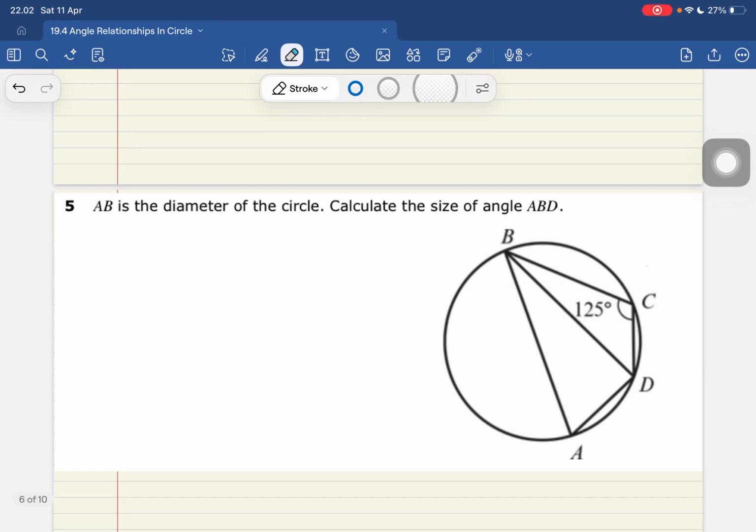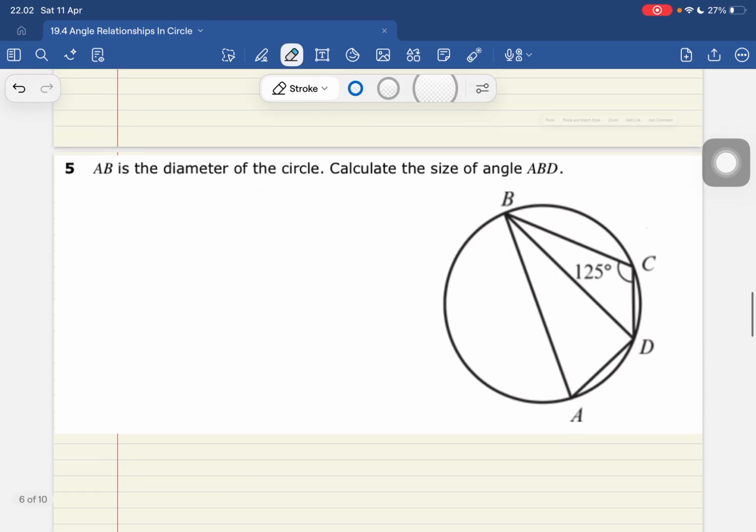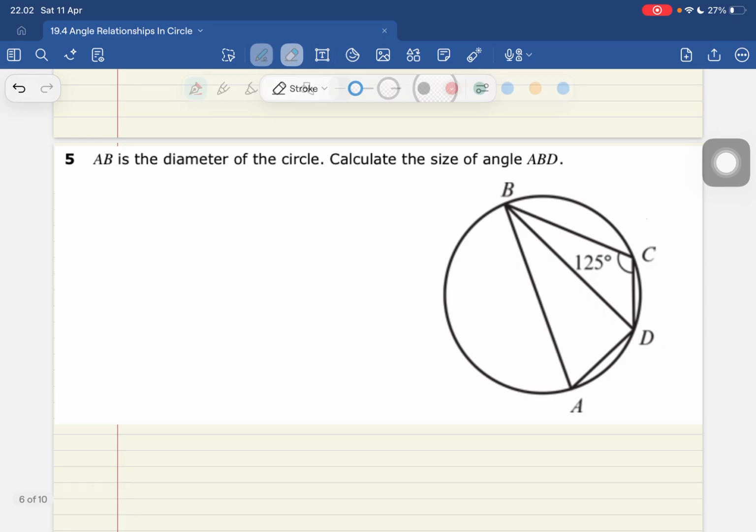Hi, in this video, I'm going to solve practice questions for angle relationships in a circle. We need to calculate the angle ABD. AB is the diameter. The diameter to the chord is going to be 90 degrees, a right angle to the tangent.